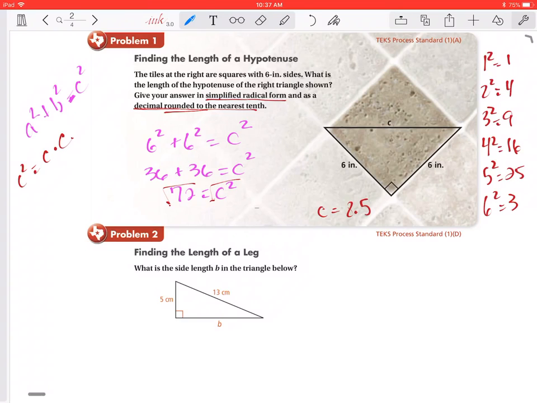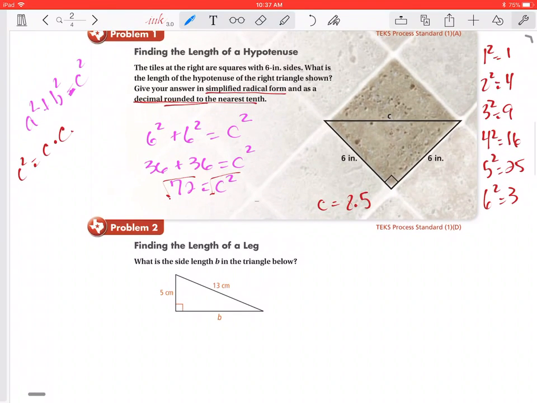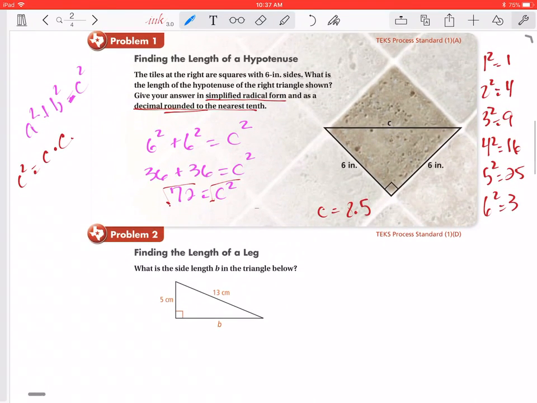Shoot. Come on. It's being wonky on me here. Sorry about that. Hold on, let me move it over. 6 squared is equal to 36. There we go. I was too close to the edge.